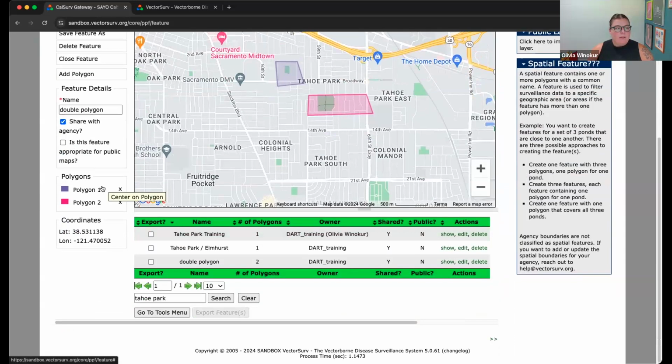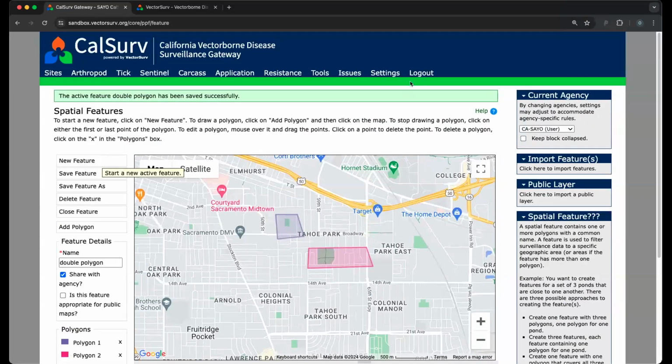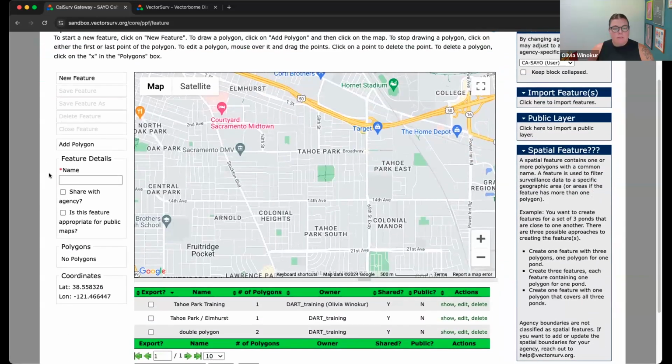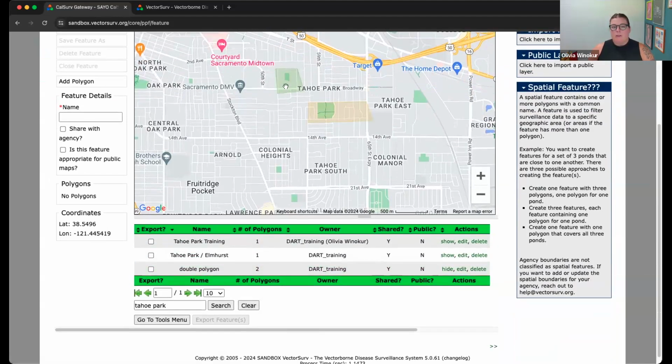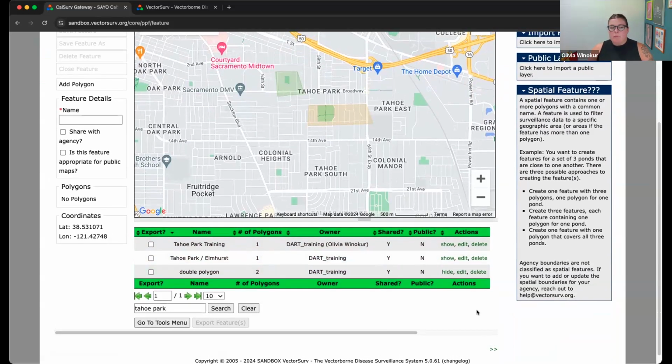So when we go back, reset this page, my double polygon is telling me there's two, but it's still just one feature. So any calculation that I run in this double polygon feature is going to run for both of these. If I wanted to run them separately, I would create two separate features.